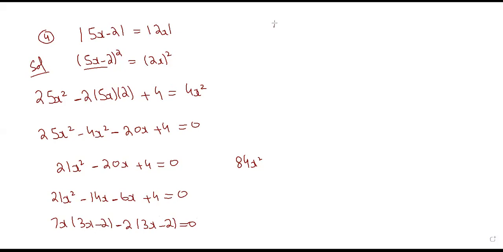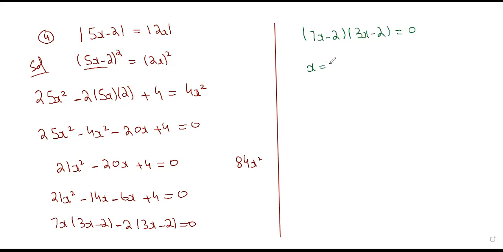And finally, I am going to get (7x − 2)(3x − 2) = 0. So it would give me x = 2/7, and it would give me x = 2/3. So this is going to be the answer for this one. So that is it. Today we discussed the modulus function. That was basically the very first unit of algebra. That is the first chapter of P3 maths.